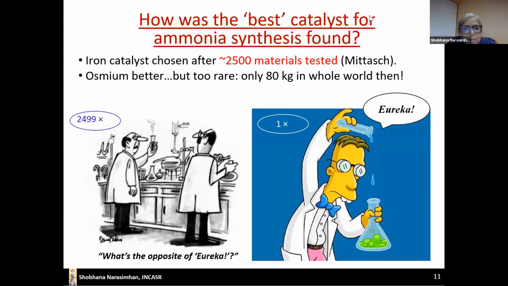They found that osmium was better, in fact, than iron, but osmium was a very rare and expensive metal. In fact, it was estimated that at that time, in the whole world, only about 80 kilos of osmium were available. So iron was not as good a catalyst, but it's obviously much more abundant and much cheaper. And that is why they decided to go with iron as the catalyst.